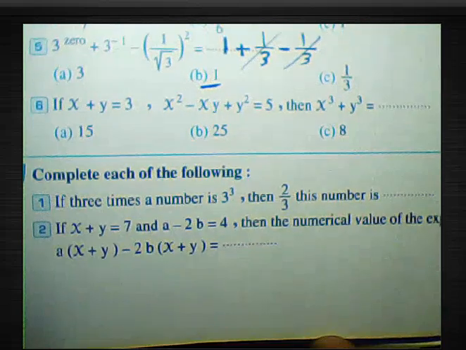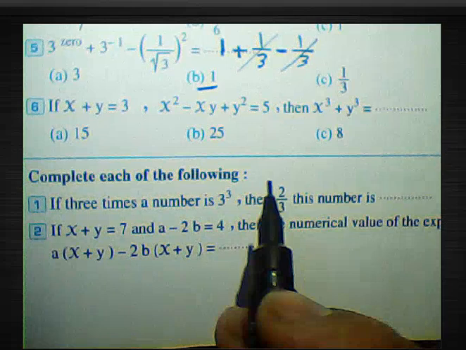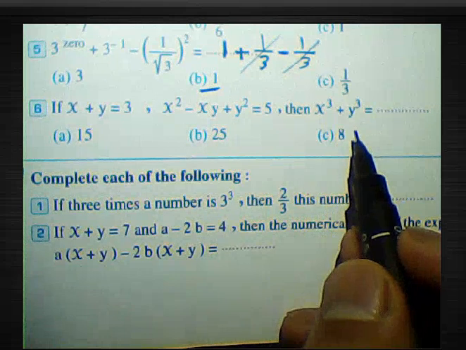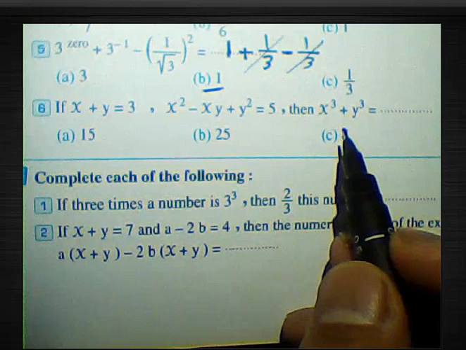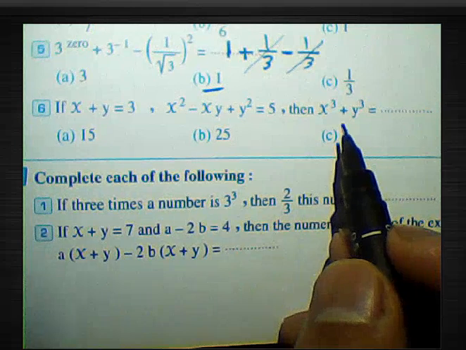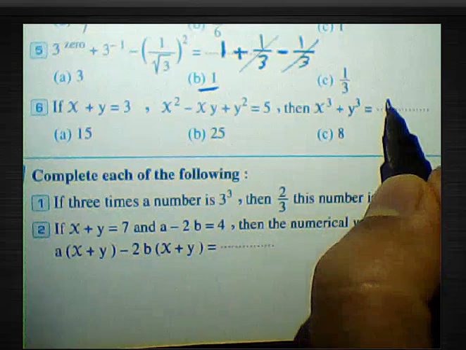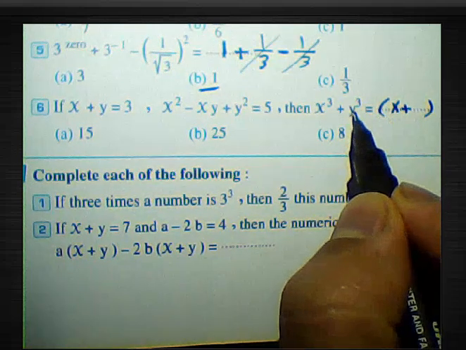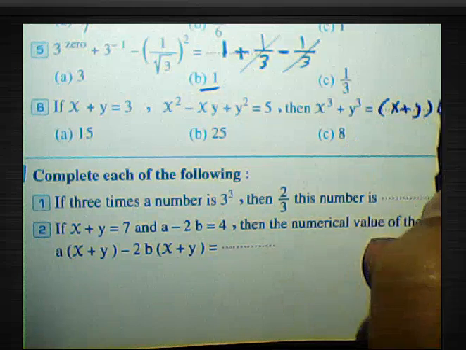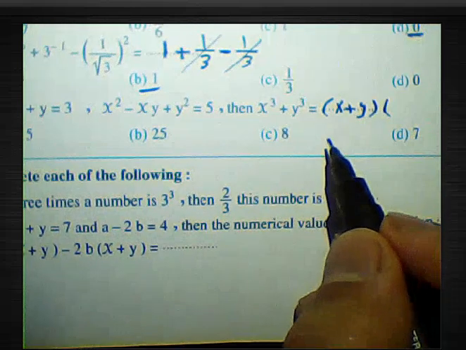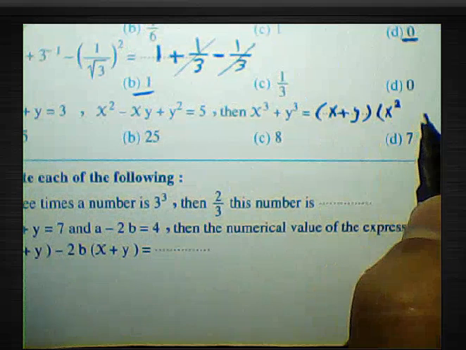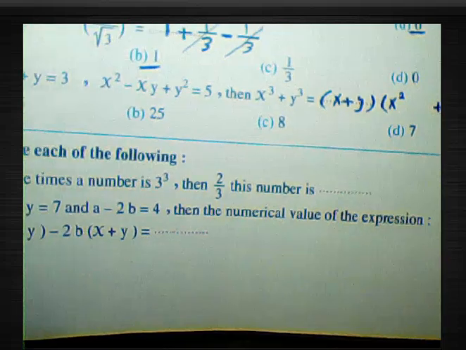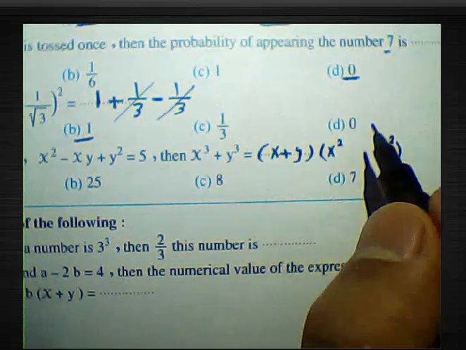Question 6. If x plus y equals 3 and x power 2 minus xy plus y power 2 equals 5, then x power 3 plus y power 3 equals what? We can factorize this expression by the smallest parenthesis and the greatest. Here x power 3, it will be x, cubic root of y power 3 equals y, and then write x here power 2, it will be x power 2, and here y power 2 is the third, and the median will be negative xy.